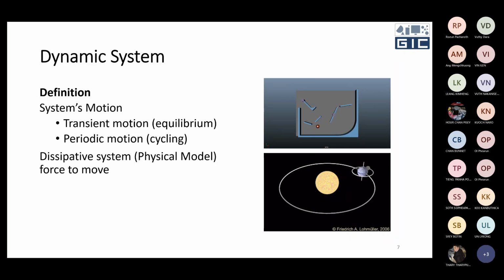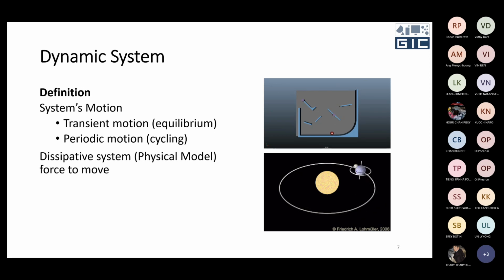How about the periodic motions? In this figure, I show you the movement of the Earth around the Sun. So those produce the pattern of the period. What does period mean? It means a repeated pattern of something. If in one specific time it can repeat one cycle, it is called periodic motion.